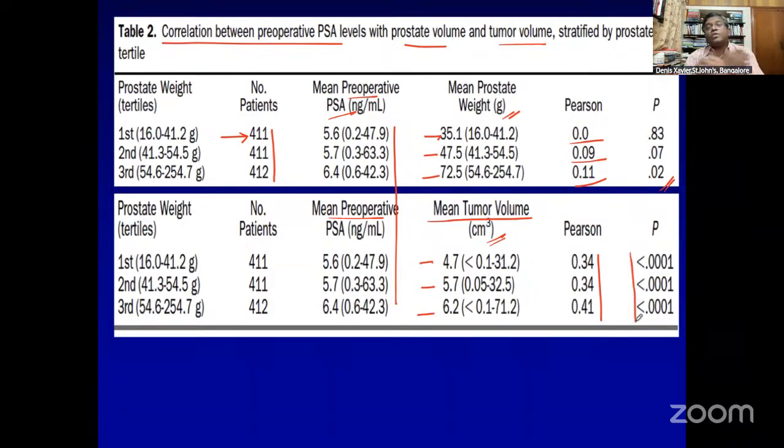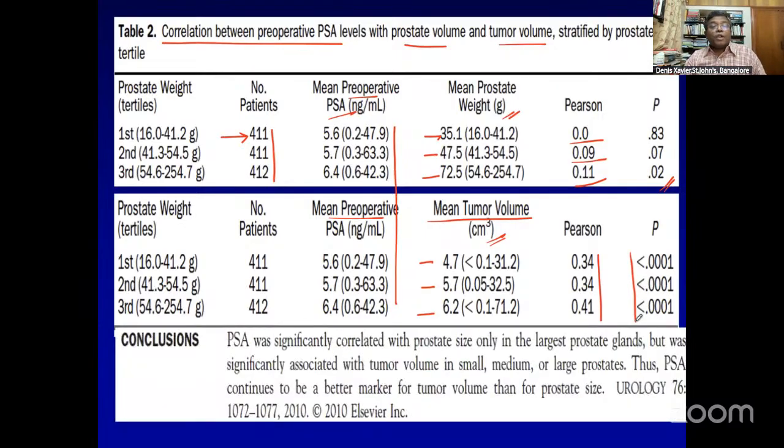So if you want to now take a clinical decision, which one is more reliable? Clearly, it's the tumor volume. You will say, no big deal, I know that well, but tumor volume was more strongly correlated. So the conclusion is PSA was significantly correlated with prostate size only in the largest prostate glands, only here. But it was significantly associated with tumor volumes in small, medium, or large prostate. PSA continues to be a better marker for tumor volume than for prostate size. That's what was done about 15 years ago and published, and I'm sure data has advanced in this.